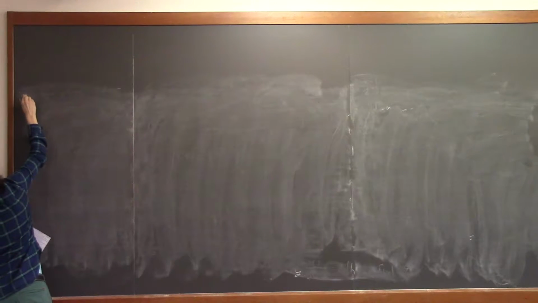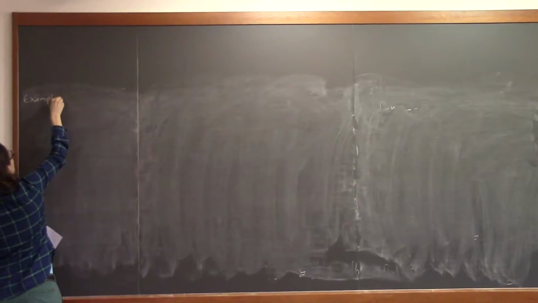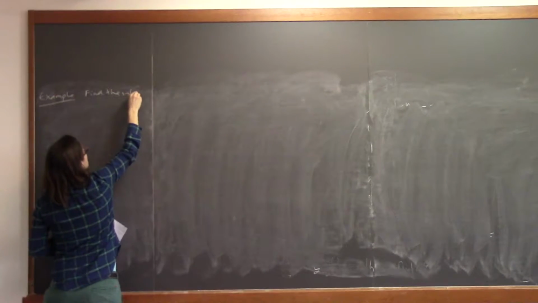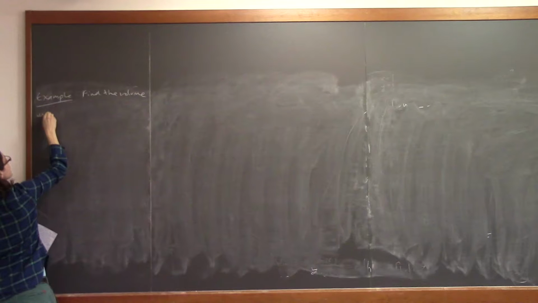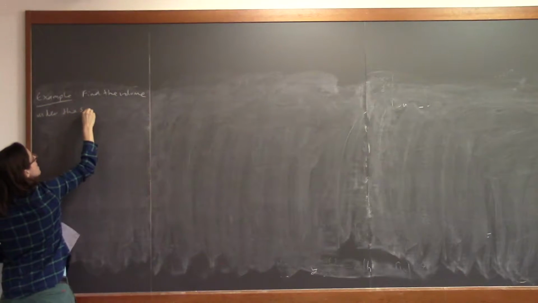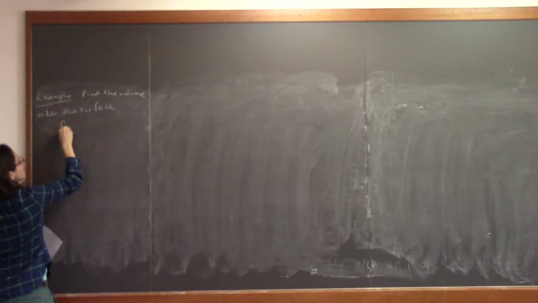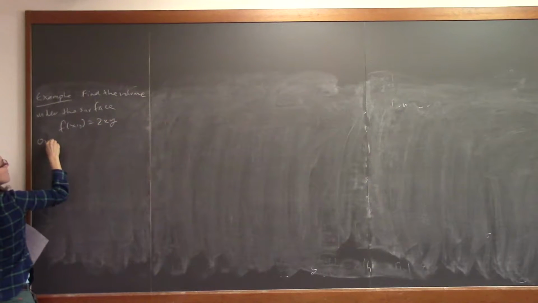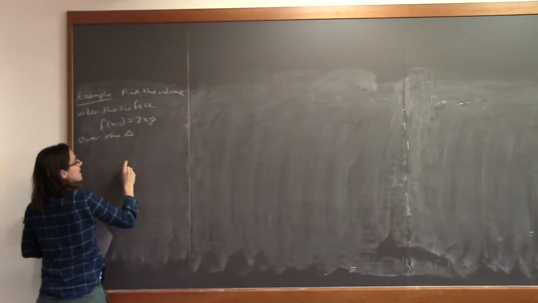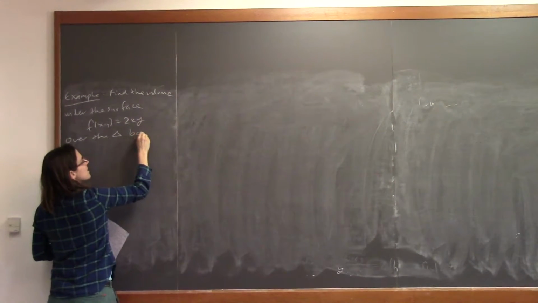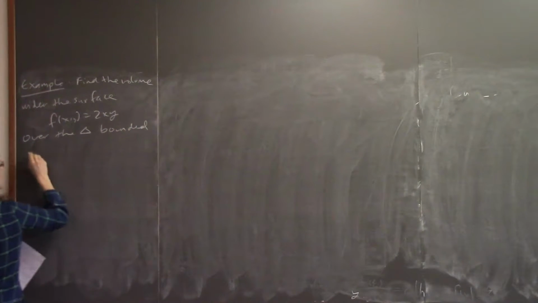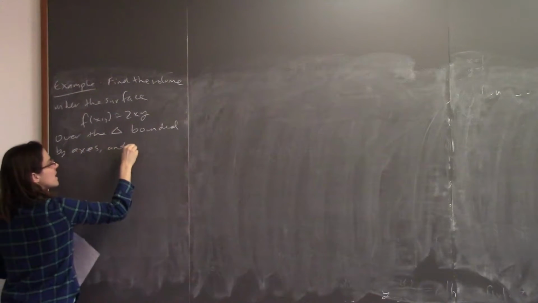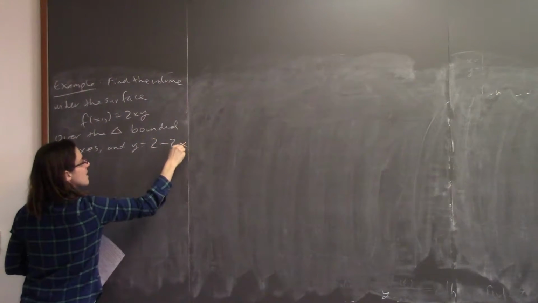So for example, find the volume under the surface f(x,y) = 2xy over the triangle in the xy plane bounded by the two axes and the line y = 2 - 2x.